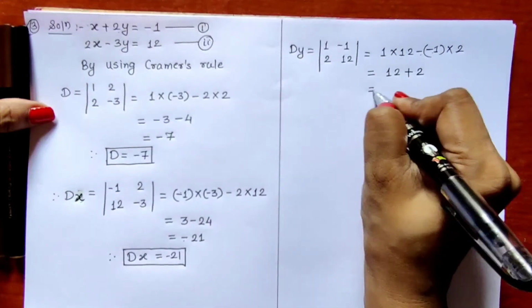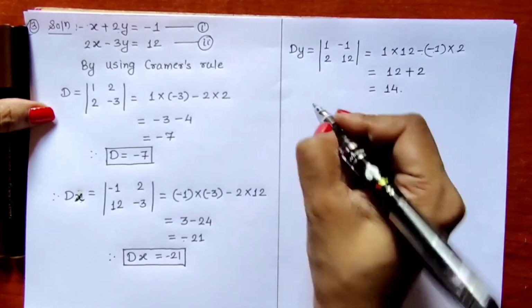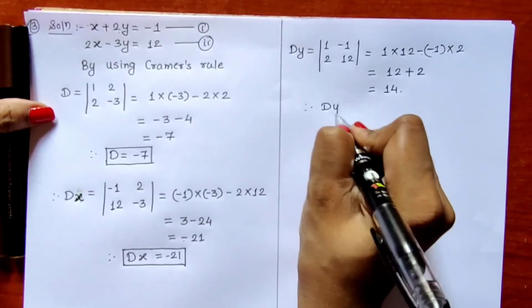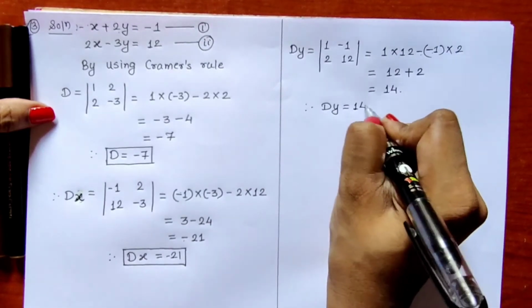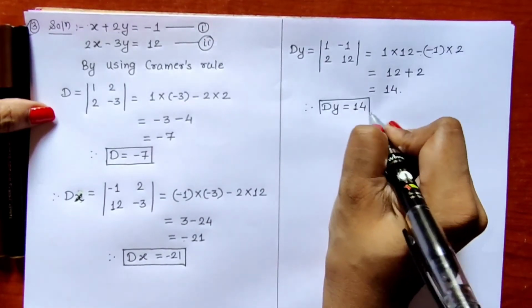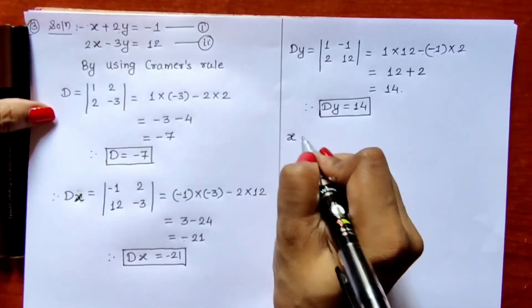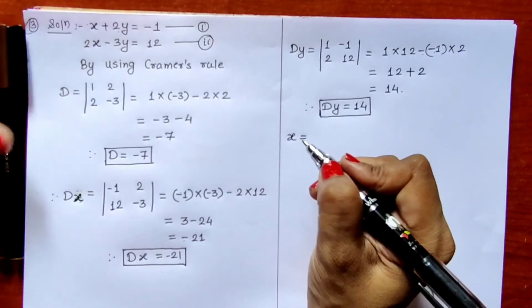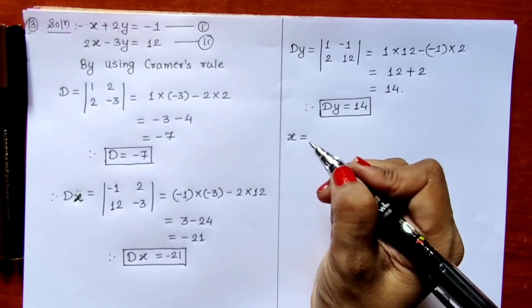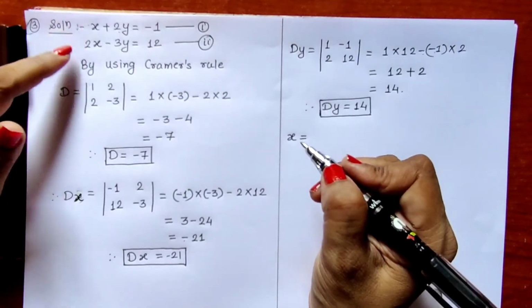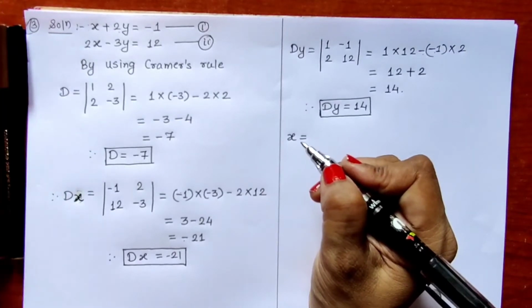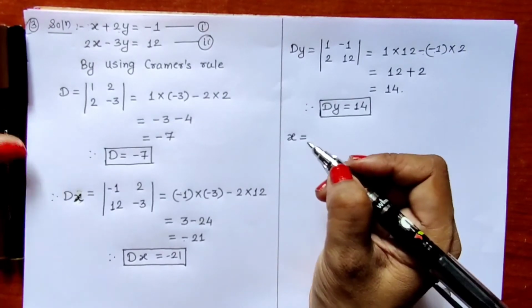So it is 12 plus 2 means 14, and therefore dy is equal to 14. Now after getting the values of d, dx and dy, what should be done? We will have to get the values of x and y. Unless and until you get the values of x and y, we cannot say that equations are solved. So you have to get the values of x and y for solving the equation.